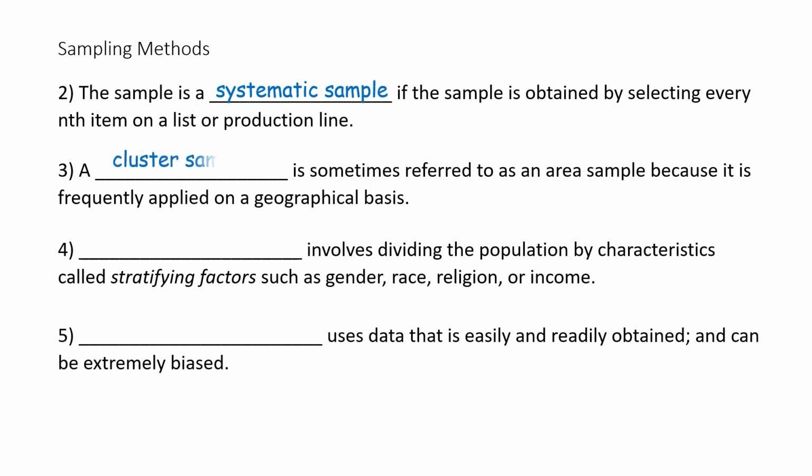3. A cluster sample is sometimes referred to as an area sample because it is frequently applied on a geographical basis. 4. Stratified sampling involves dividing the population by characteristics called stratifying factors such as gender, race, religion, or income. And 5. Convenience sampling uses data that is easily and readily obtained and can be extremely biased.